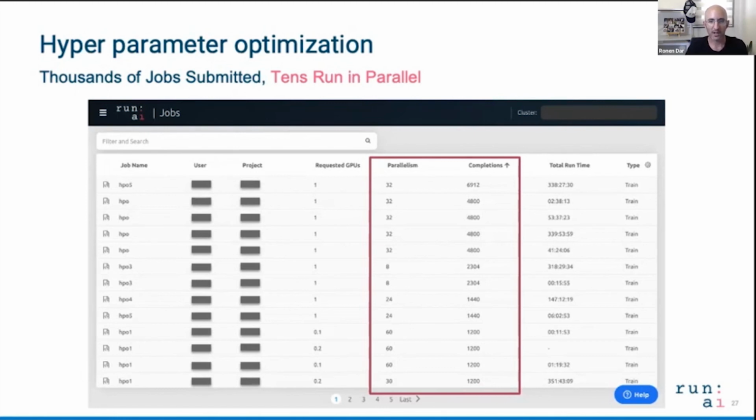For example, one experiment included 6,912 different training runs, each using a different set of hyperparameters. Our system made sure that there are always 32 trials running in parallel. When one trial ended, our system queued another one automatically. This simplified processes for the data science teams and brought great efficiency in terms of what the infrastructure supports.